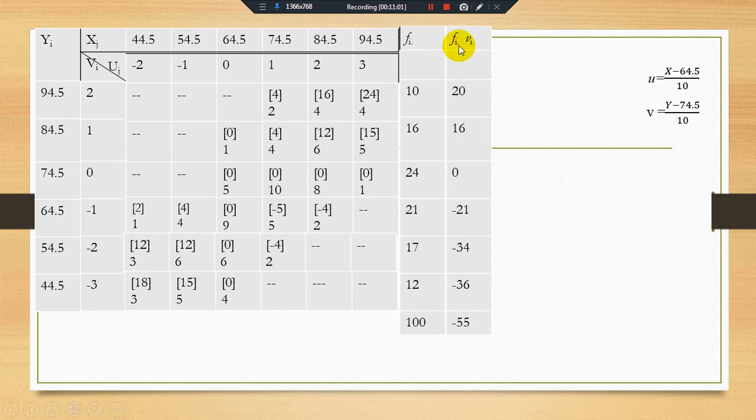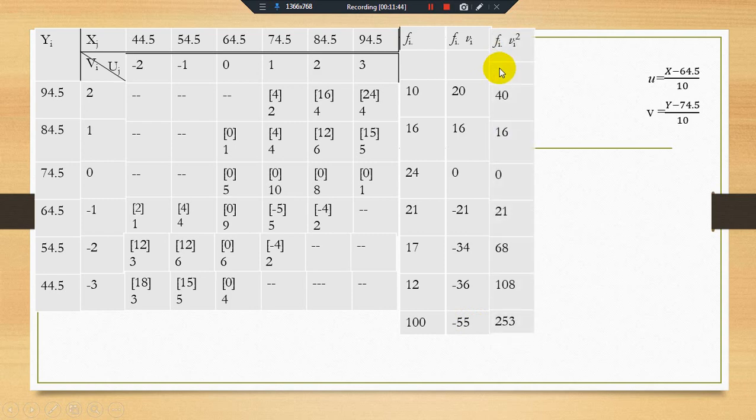And then we have FiVi. So you have to multiply Fi by Vi. This is the Vi. So multiply 2 by 10, we get 20. 1 multiplied by 16, we get 16. 0 multiplied by 24, we get 0. Minus 1 multiplied by 21, we get minus 21. Minus 2 multiplied by 17, we get minus 34. Minus 3 multiplied by 12, we get minus 36. And the sum of FiVi is equal to minus 15.